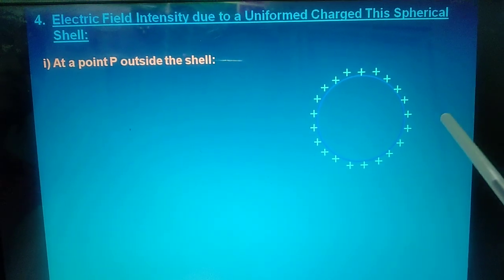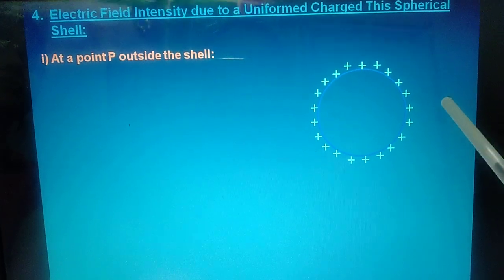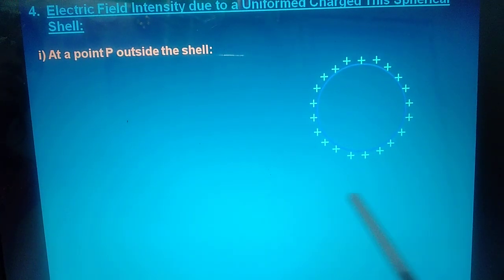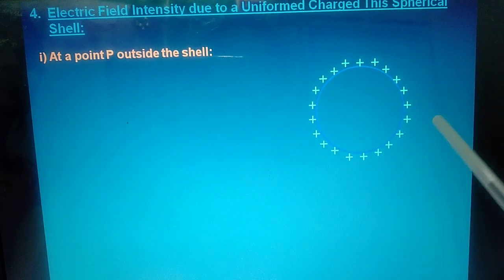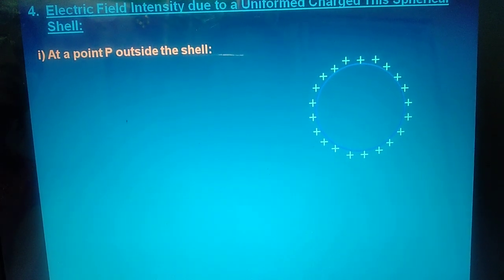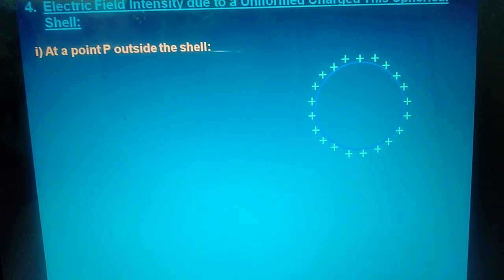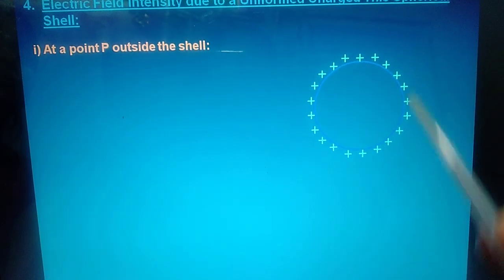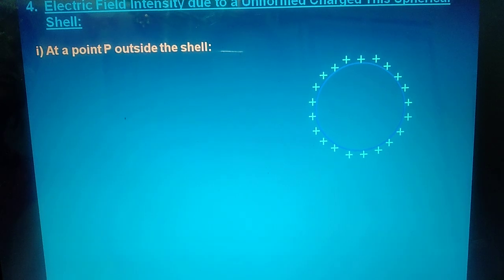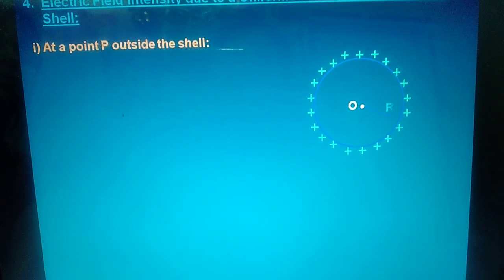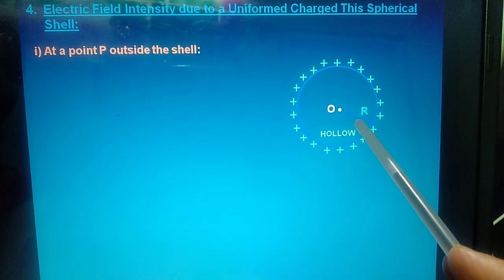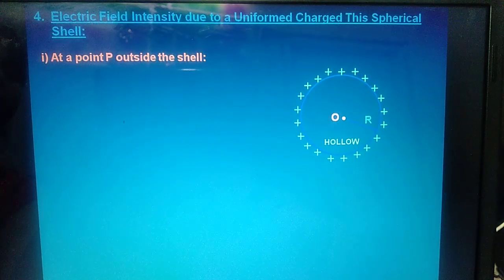Now we will take a point P where the electric field is to be calculated, and through point P we will make a Gaussian surface. That Gaussian surface will also be a sphere. Here O is the center, and R is the radius of the spherical shell.